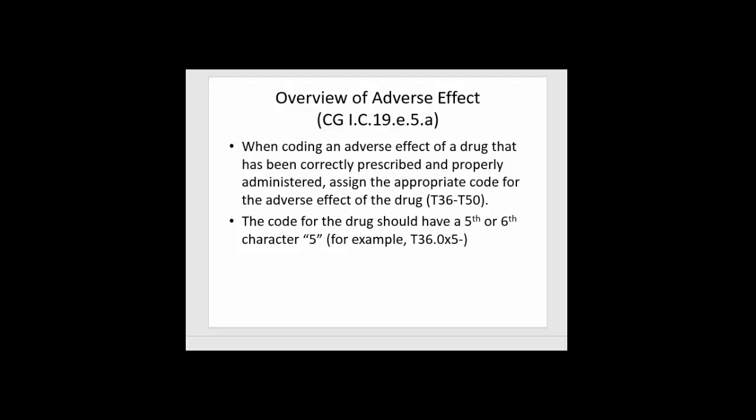When coding an adverse effect of a drug that has been correctly prescribed and properly administered, assign the appropriate code for the adverse effect of the drug, T36 through T50. The code for the drug should have a 5th or 6th character 5 to indicate it is an adverse effect.